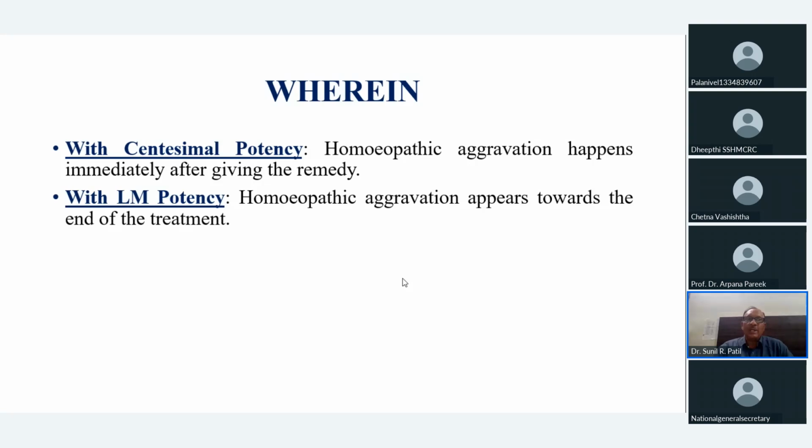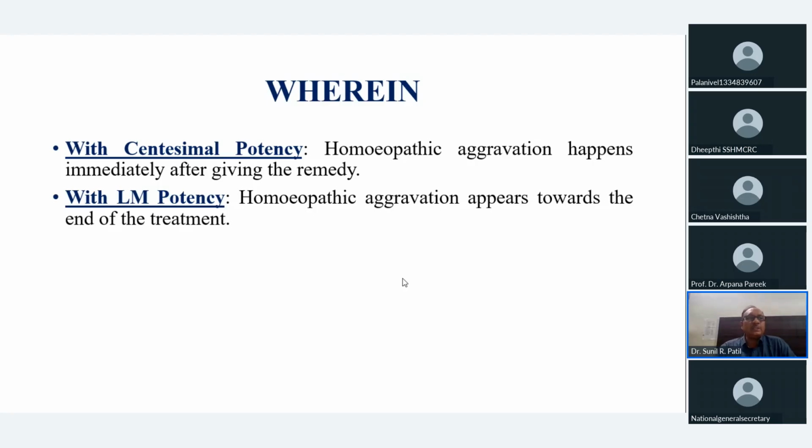With the LM potency, what happens? The homeopathic aggravation appears toward the end of the treatment. It depends on the sensitivity of the patient. If the patient is very sensitive, the aggravation may occur in the first dose also, but it is very minimal as compared to the centesimal scale and the decimal scale.